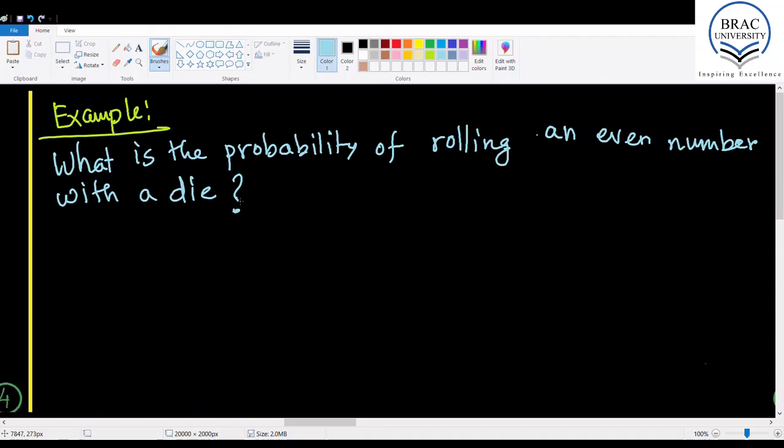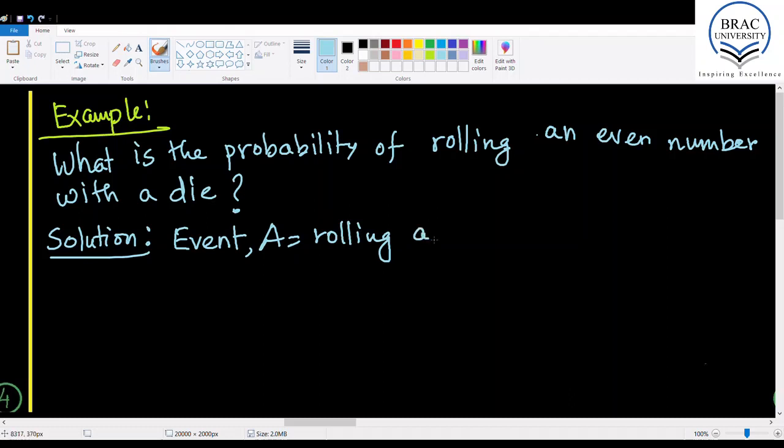So the first step for us will be determining the event. Solution: say A is the event of rolling an even number. Okay, rolling an even number is called event A.